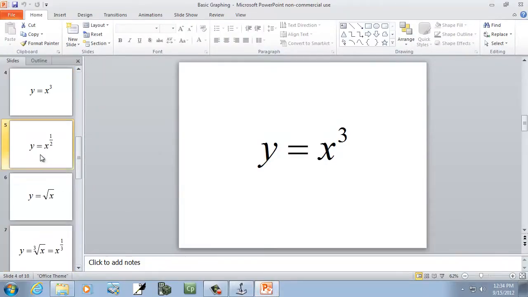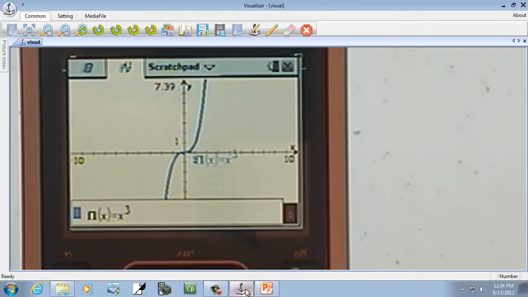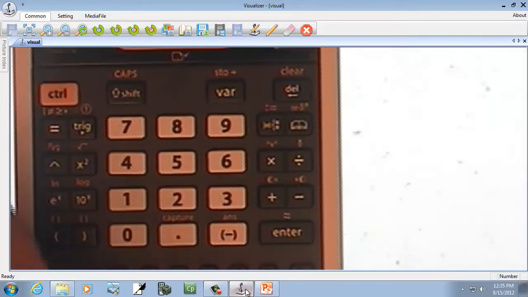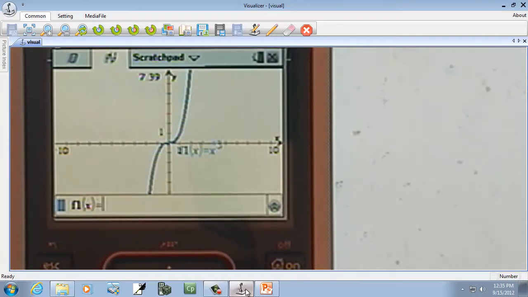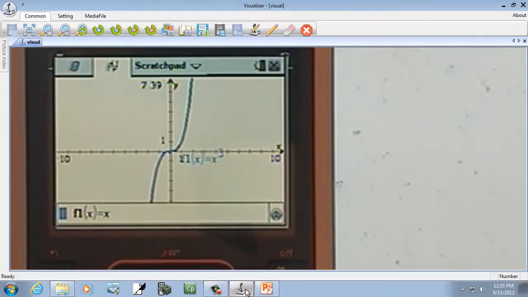Now our next one is y equals x to the 1/2. We don't care what this one particularly looks like. We're demonstrating how to graph x to any fractional power, whether it's 1/2 or 2/3 or 17/201, whatever you might have. Well, I need to press my right arrow key to get my cursor back down there. I'm going to press my delete and clean those out. And actually, I'll do my x key again. And I'm going to do my caret again.